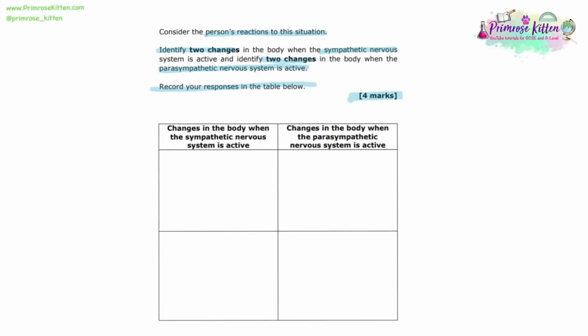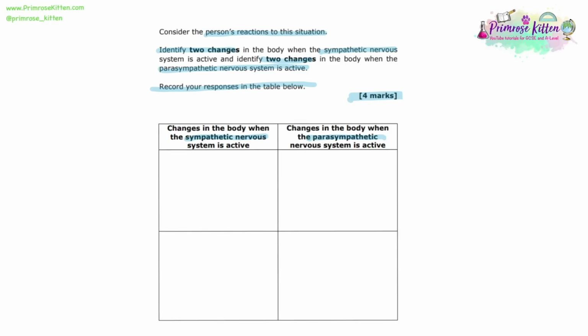For any question like this, where it is asking you to complete and add information to a table, the first thing is to make sure that you are inserting the information into the correct area. So note here that the first column is looking for the changes linked to the sympathetic nervous system, and the second column is looking for the changes related to the parasympathetic nervous system. Record your answers clearly in the boxes.